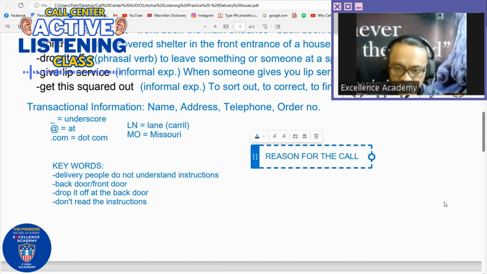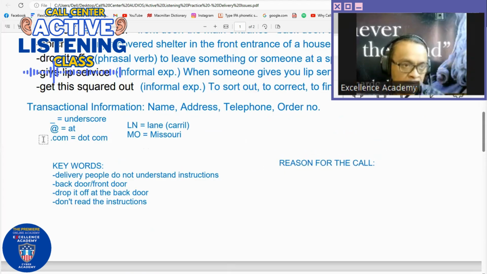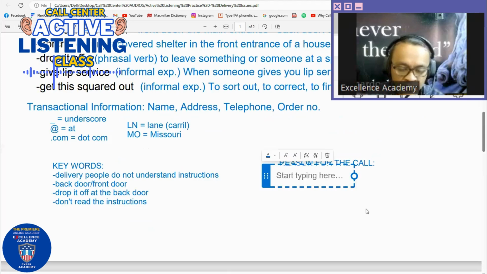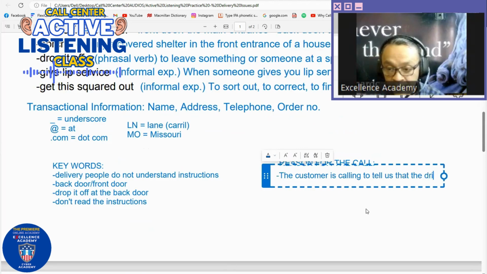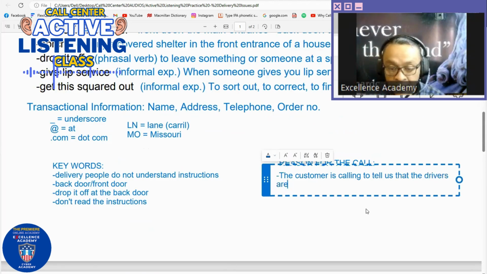Okay, so let's explain. Let's create. The keywords are going to help me create a mental image. So I'm going to write, why is the customer calling? All right, so in simple words, the customer is calling to tell us, to advise us, that the drivers or the delivery people, the drivers are not following the instructions.